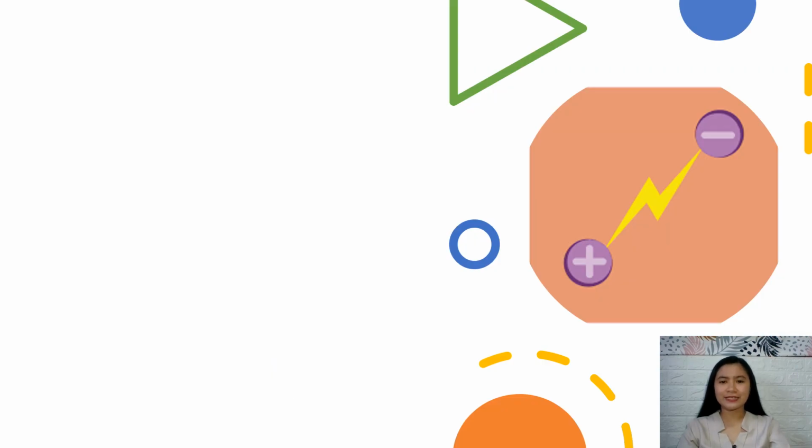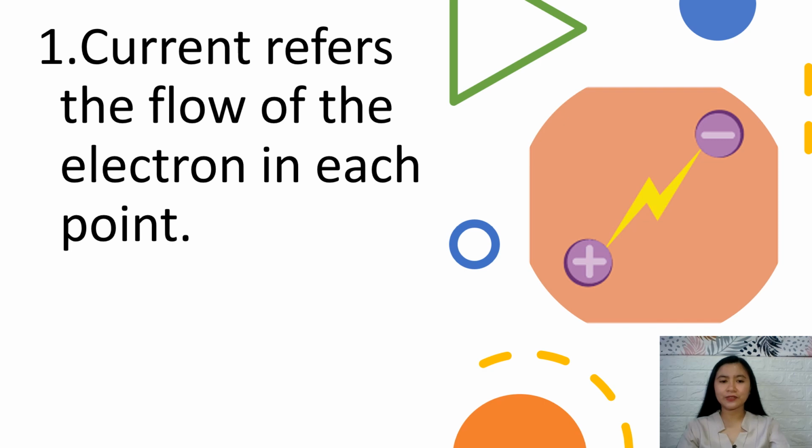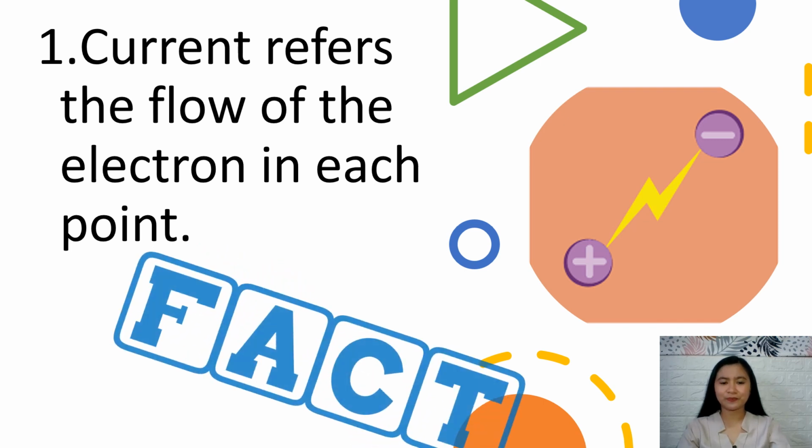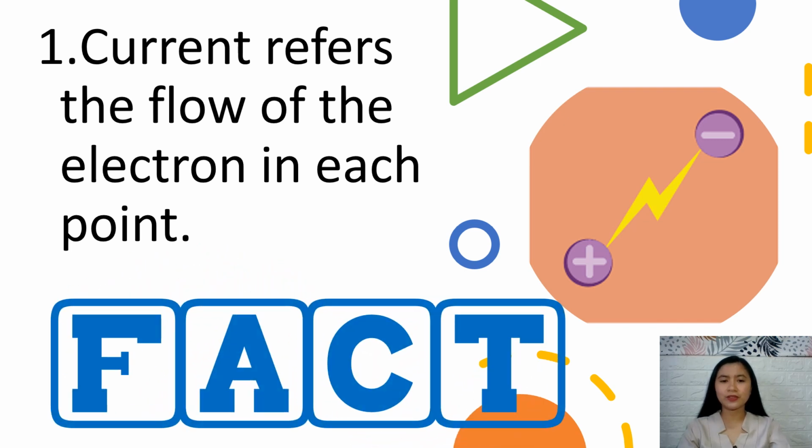Here is the first statement. Current refers to the flow of the electron in each point. Is it a fact or bluff? Again, will you pause the video for a while and then play it when you know the answer? Okay, for this statement, the answer is fact. It is true that the current refers to the flow of the electron, that is, the rate of the electron flowing in a certain wire. So that is what we call current. So the statement is fact.